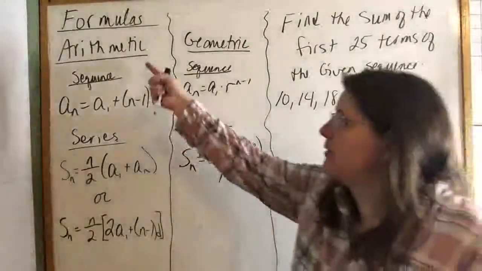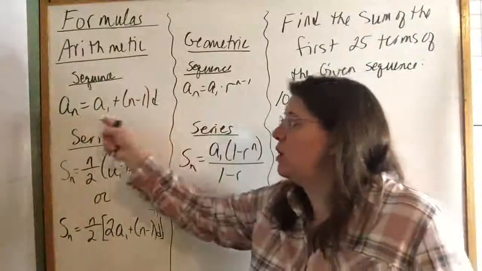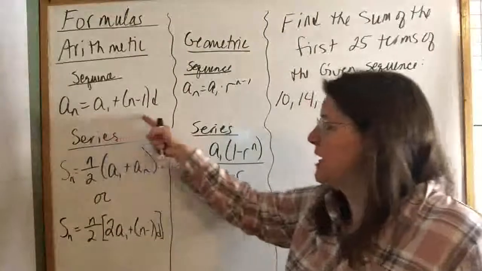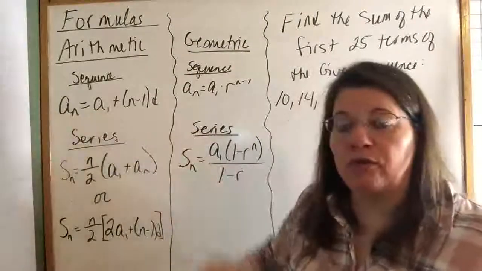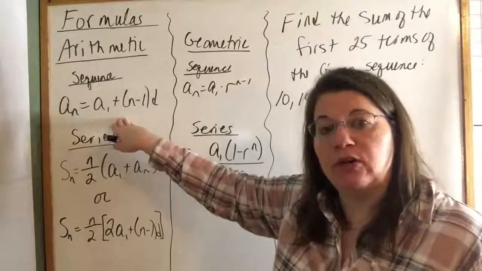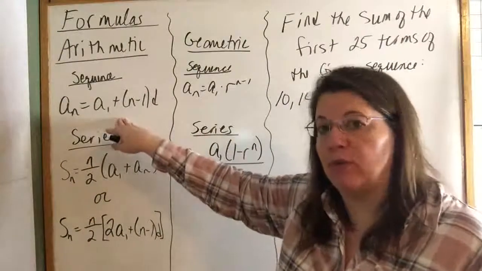So for your arithmetic formulas, just as a review, your sequence formula is a sub n equals a sub 1 plus n minus 1 times d. We've used that one a lot so far. You may have a need to use that one while you're dealing with series as well. We'll see that through some of the examples.